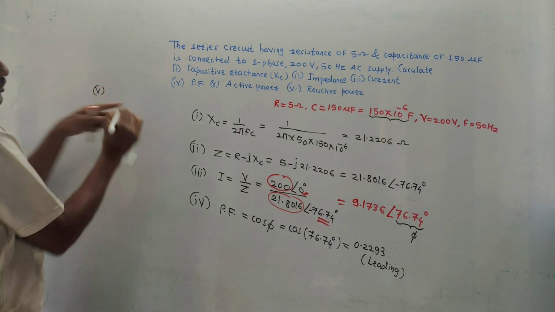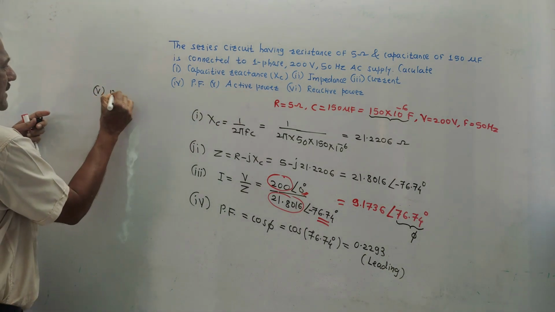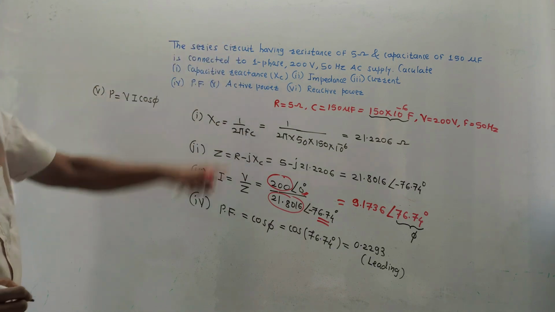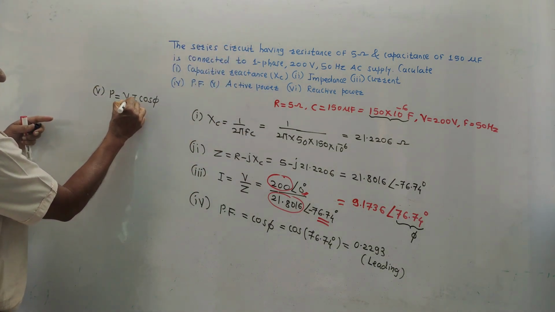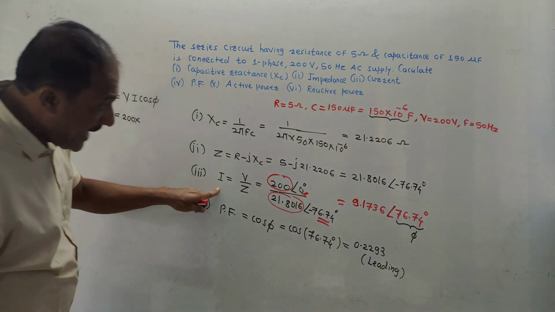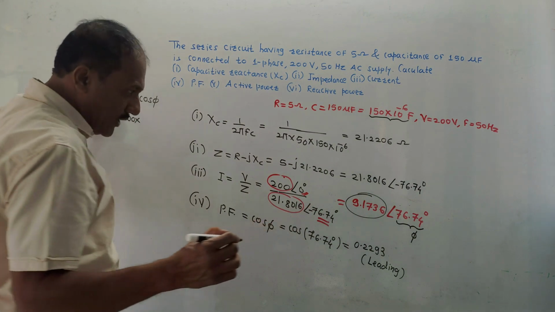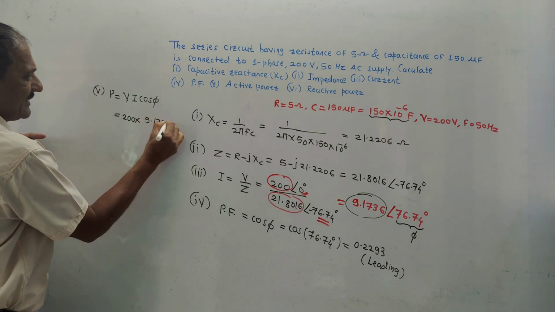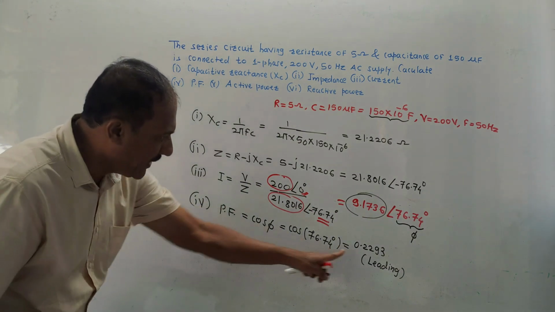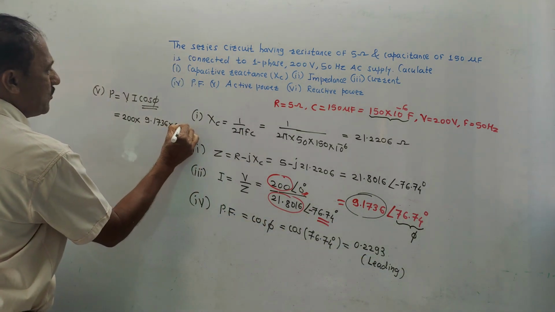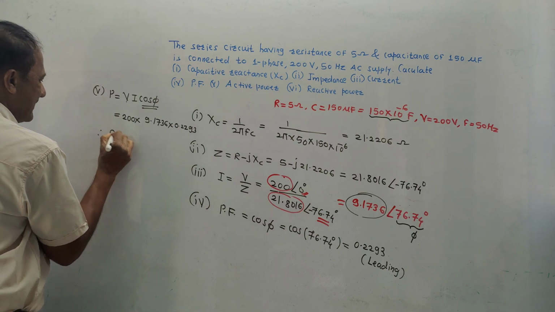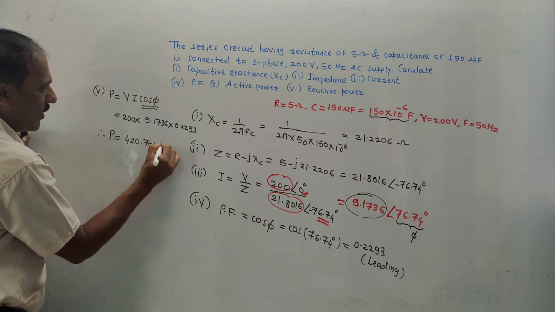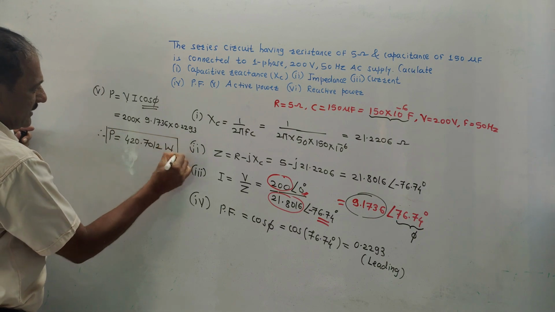Fifth part, it is asked to calculate active power. Active power means P, which is given by VI cos phi. These are all standard formulae, and only these formulae are required for RC circuit. So simply put the values. V means given voltage 200 into I. For I, only consider the magnitude. While calculating power, do not consider the entire term, only the magnitude, that is 9.1736, into cos phi. Just now we have calculated the value of cos phi, it is 0.2293. If you do this calculation on the calculator, the answer will be 420.7012. Since it's power, its unit is watt.